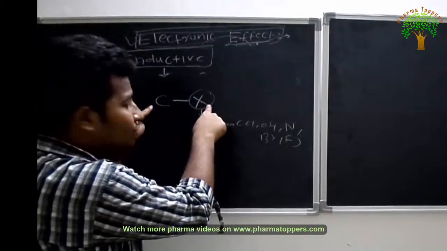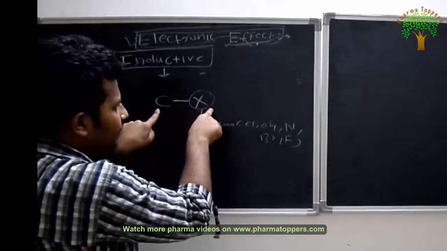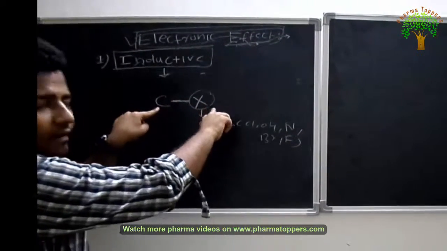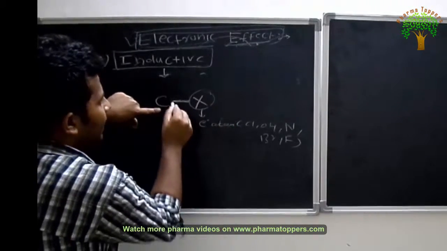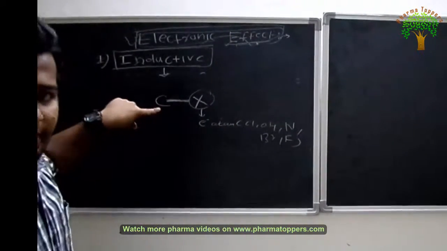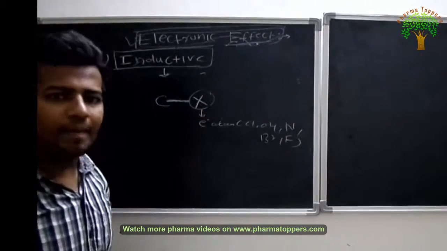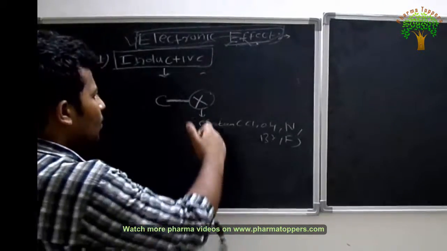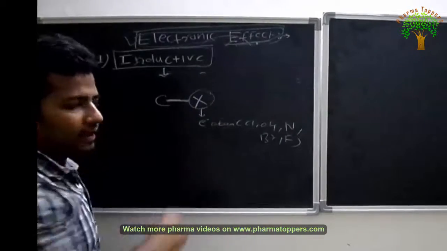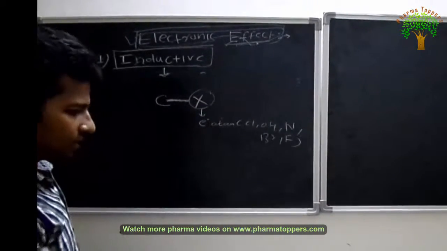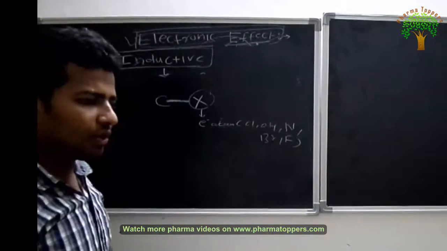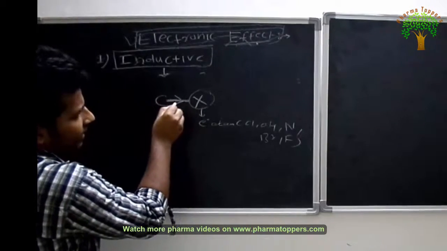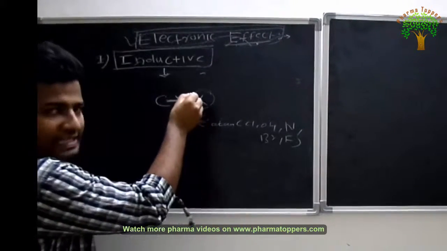Because of this electronegativity difference between the carbon and the electronegative atom, there is a displacement of electrons in between these two atoms. That's why electronegativity, you know very well, means the attracting capacity of an atom for the electron. That's called electronegativity. So here, any electronegative atom has the nature to abstract or withdraw the electron towards itself. That's why these atoms withdraw electrons towards themselves.